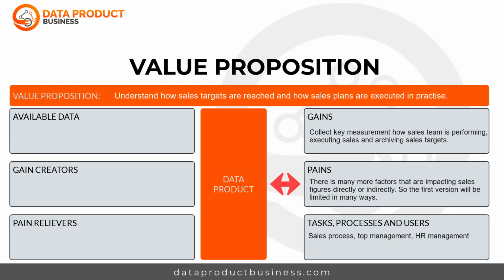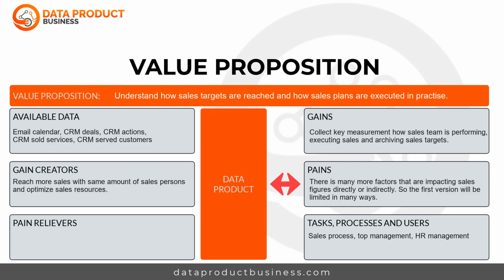It is good to keep in mind that this is only the first data product from which more advanced versions can be developed in the future. The data for this example use case came from the CRM system and email solution calendars. Balancing and optimizing resources to targets and learning from high performers was the most wanted understanding, which also will have high impact across the entire organization.